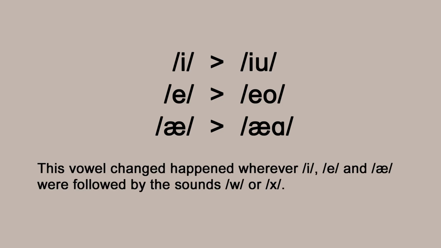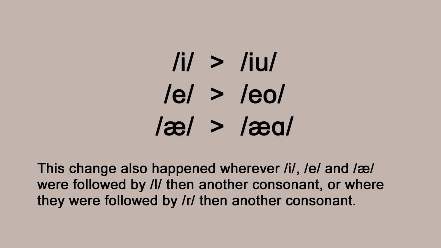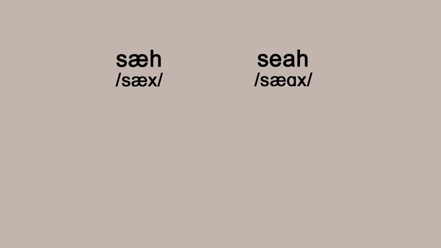This sound change affected these vowels wherever they occurred before the sounds w or ch. So, ih became iuh, eh became euh, ah became eah. The sound change also occurred before an L sound if it was then followed by another consonant, or before an R sound if it was then followed by another consonant. So the early Old English word sal becomes seal.